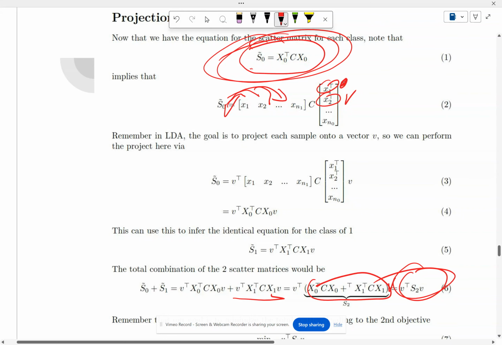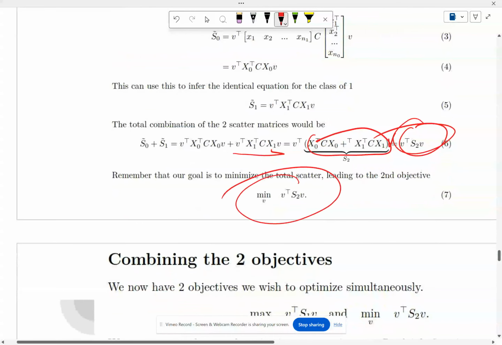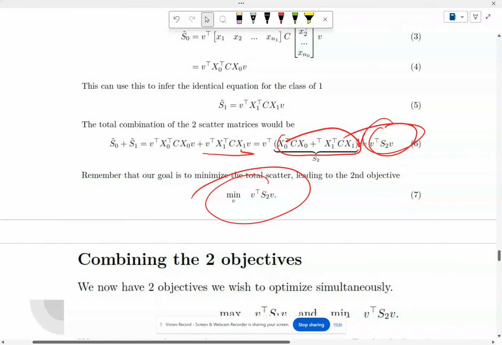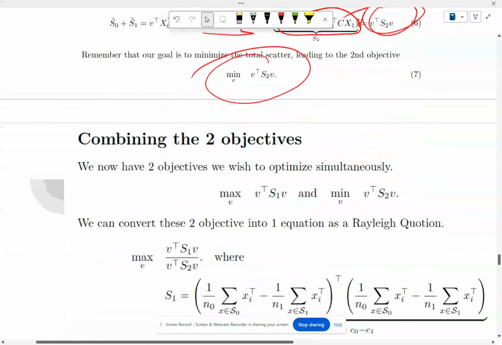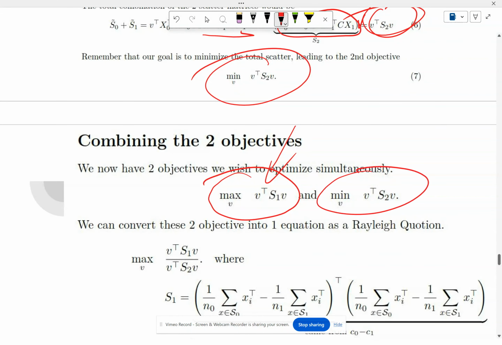If we minimize this equation, then essentially you will make the scatter as small as possible for both classes. Okay? So that's what we're trying to do. We want to minimize this. So now we have two objectives. One is we want to maximize the distance between the centers. The other one is we want to minimize the, I want to say variance, but you got the point, the scatter between the two classes.